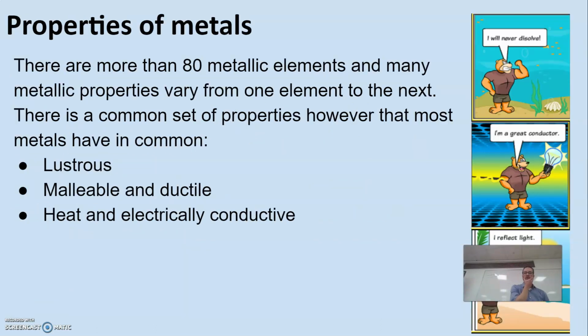So here are the properties that we look at. Lustrous, which means what? It means shiny, right? Malleable and ductile. Malleable means the ability to be hammered or rolled into sheets. Ductile means the ability to be drawn into a wire. If I take a substance and pull either side with forces in opposing directions, it draws it into a wire.